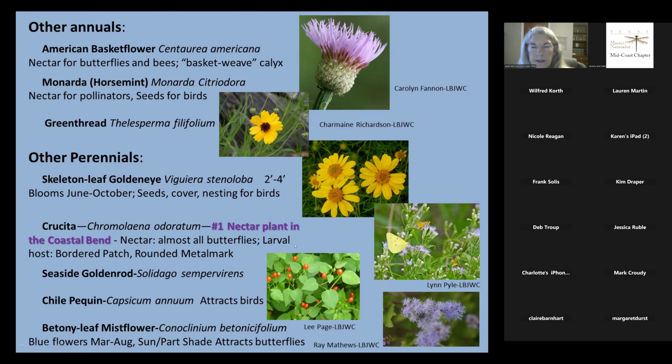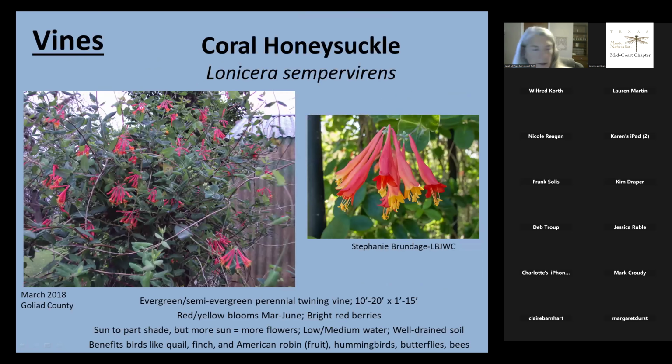So then here, I don't have a picture of seaside goldenrod. I ran out of room. Then this is Chili Pequin, and then any of the mist flowers. This is betony leaf mist flower. And then we have our vines.